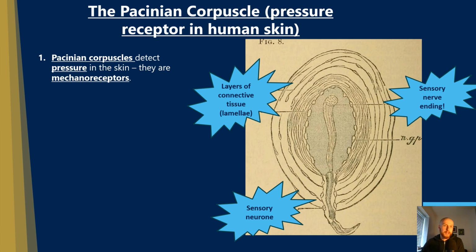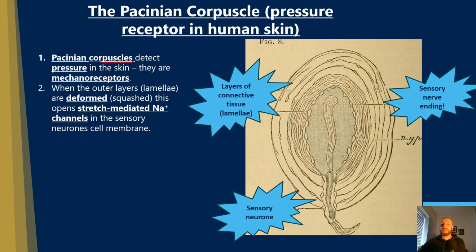Now, when we're thinking about spelling Pacinian corpuscle, I feel like Pacinian is fairly straightforward, but corpuscle is corpuscle. So corpuscle. That's the way I kind of sound it out to remember it. A little bit silly, but it helps me remember it.